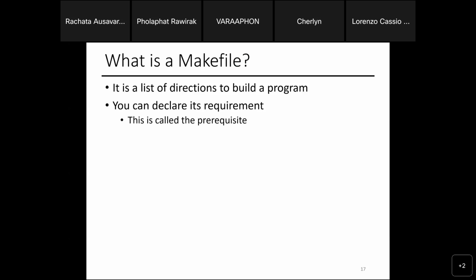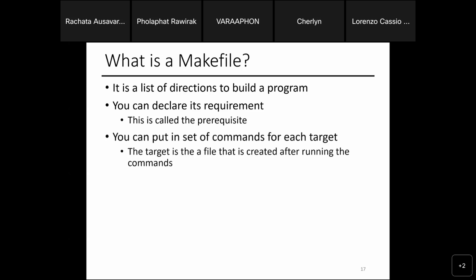This is called a prerequisite. As the name suggests, a prerequisite means that if this condition exists, we can make it. You can put in the set of commands for each target. The target is the file that's going to be created. Basically, again, the purpose of the makefile is to generate the executable. The target is the possible file that is going to be created after you run the command. And the format is this. You start with the target name. It can be any name, like A, B, C, cat, dog, right?